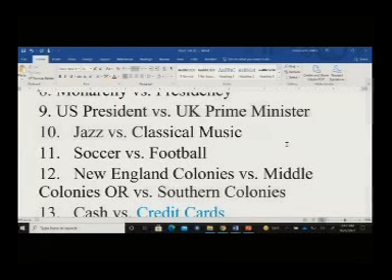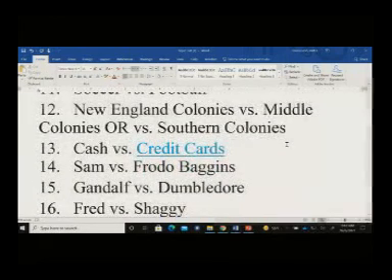Because there are a lot of soccer players who end up kicking on professional football teams or college football teams. New England colonies versus middle colonies or southern colonies. Y'all could get Mr. Hunt to help you out with that, couldn't you? Over there at Health Center, okay? Cash versus credit cards. That's a good one. That appeals to a lot of people.